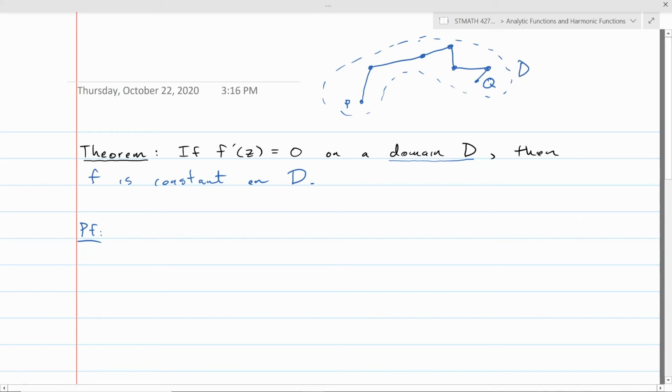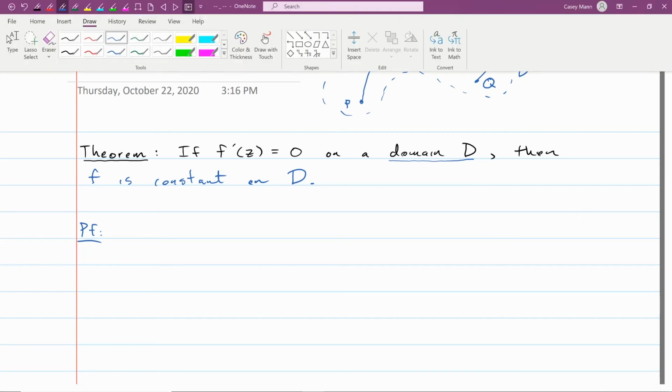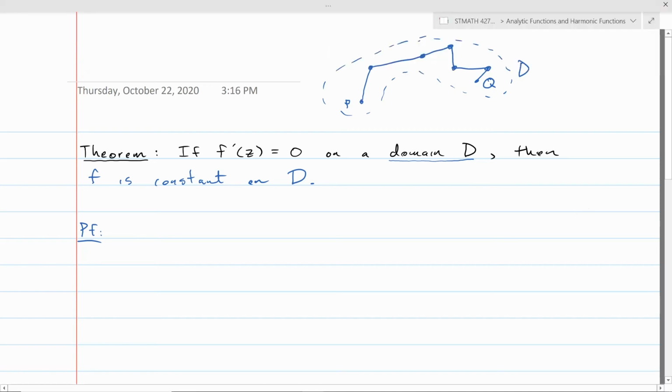It has that property. So what we're going to do is take any straight line segment, like that red one up there, and show that if the derivative is equal to 0 along that line, then the function itself will be constant along that line segment. That'll be our first step. The derivative being equal to 0 on that set D means that the derivative is 0 along any straight line segment that stays inside that set.